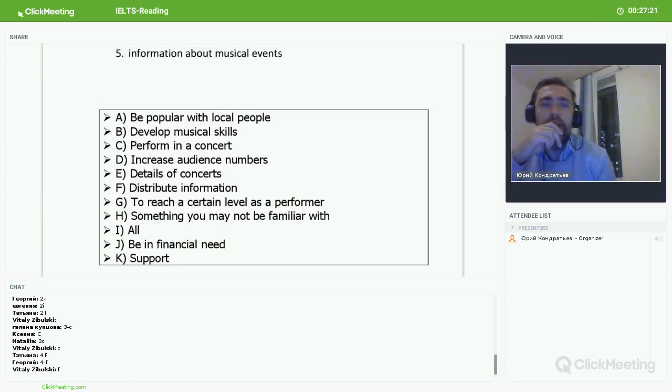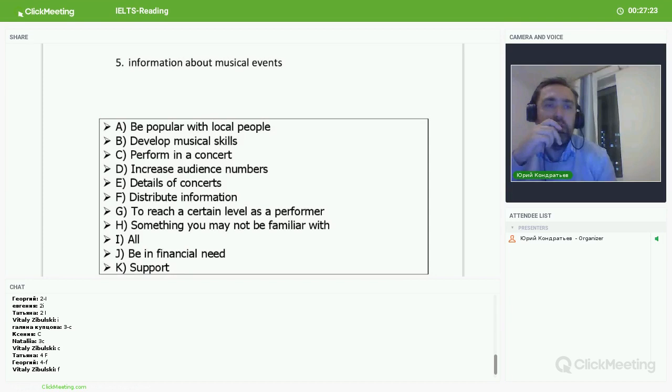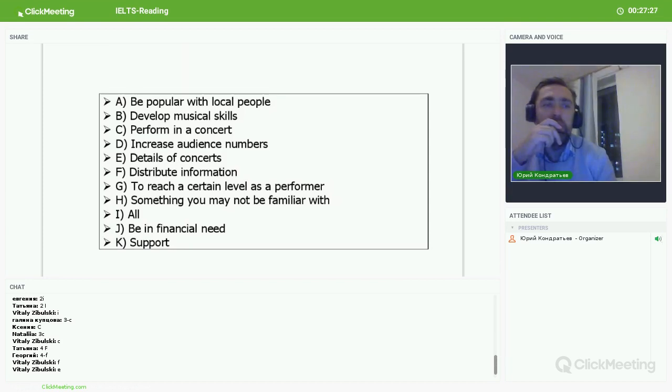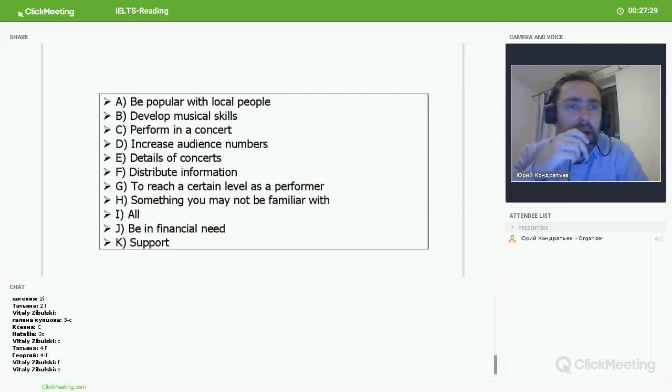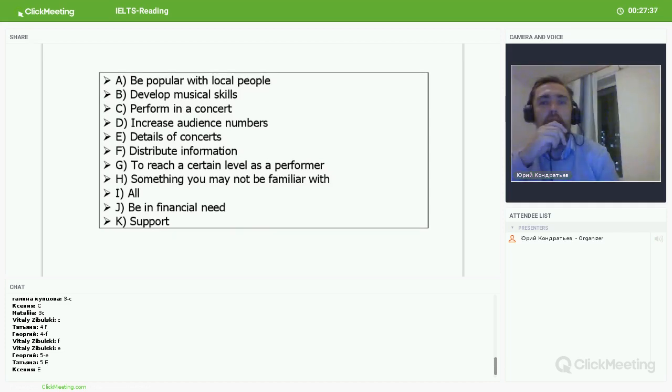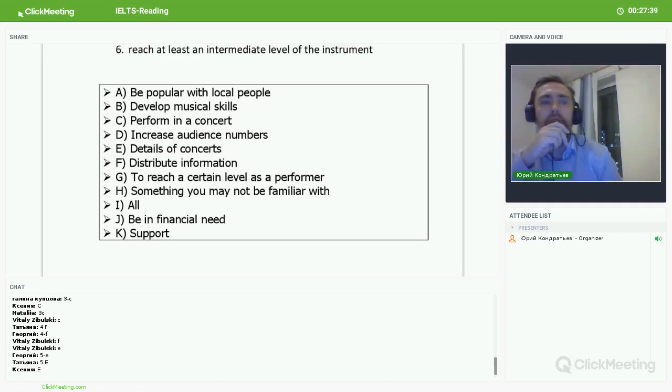The next one is information about musical events. I'll scroll it down just for you to see all the options. So it's information about musical events. Okay. Yes, E, details of concerts. Brilliant. Okay, so if you can do this quickly, it means that your chances are quite high to score more than 6 or 7. So reach at least an intermediate level of the instrument.